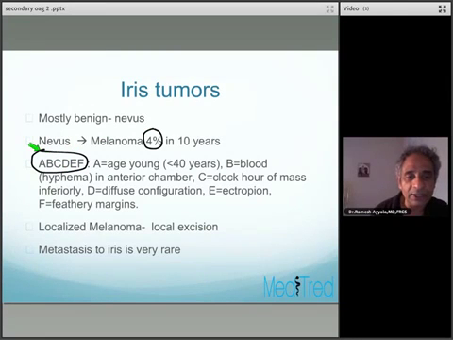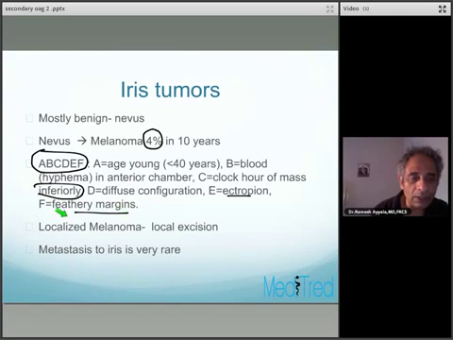A for age, if you're less than 40 years of age; blood or hyphema in the anterior chamber; the clock hours of the mass, especially those that are located inferiorly; diffuse configuration; ectropion uvea; and feathery margins. So the tumors that are associated with blood, located inferiorly, with diffuse configuration, associated with ectropion uvea and feathery margins are likely to convert themselves into cancerous melanomas, and they need to be aggressively treated.